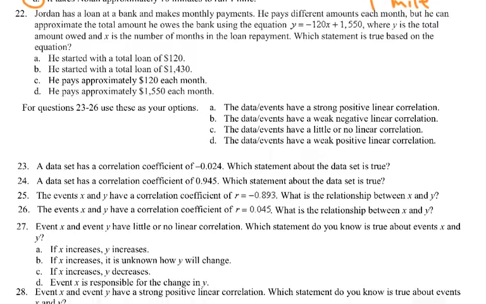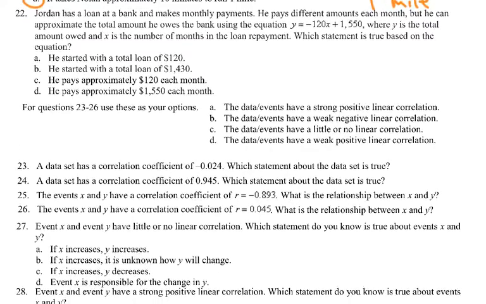Then Jordan has a loan at the bank and makes monthly payments. He pays different amounts each month, but he can approximate the total amount he owes the bank using this equation, where y is the total amount owed and x is the number of months in the loan repayment. So that negative 120 would be how much less amount owed every 1 month, because it's y over x, right?